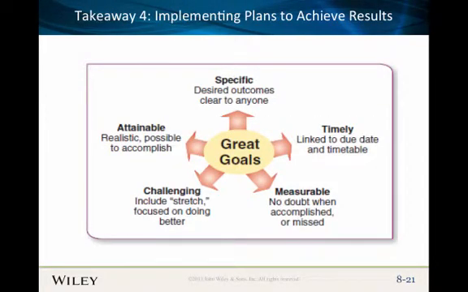The first attribute is specificity. Desired outcomes must be clear to anyone. Too often when we set goals, those goals are vague and ambiguous. Well, what's the problem with setting vague or ambiguous goals? There are many problems associated with that. One obvious problem is that we don't really know what we're trying to accomplish, and if we don't know that, we don't get the focus that comes from goal setting.